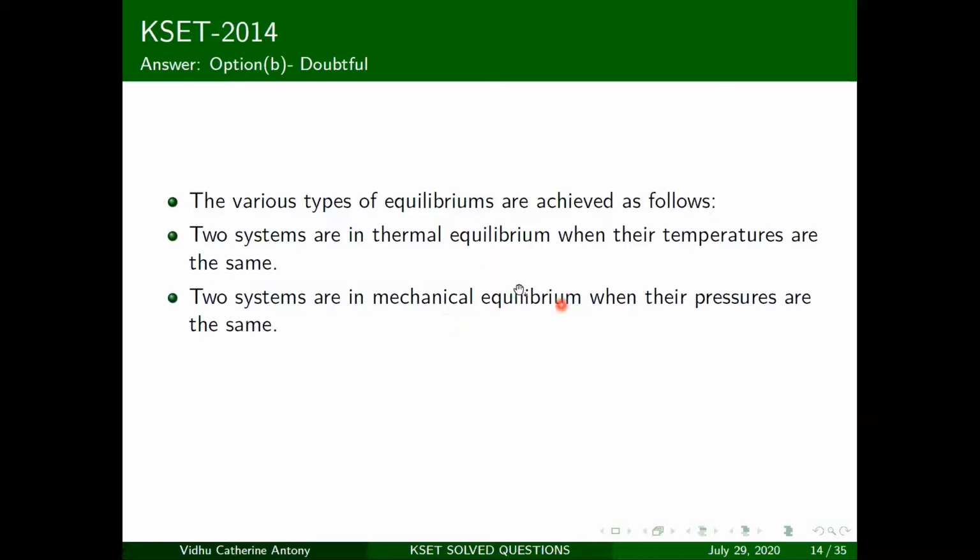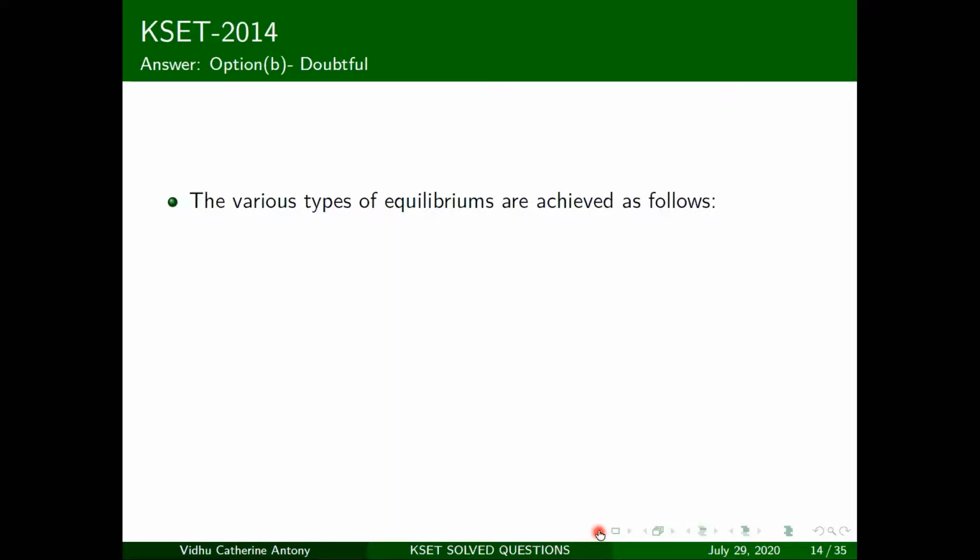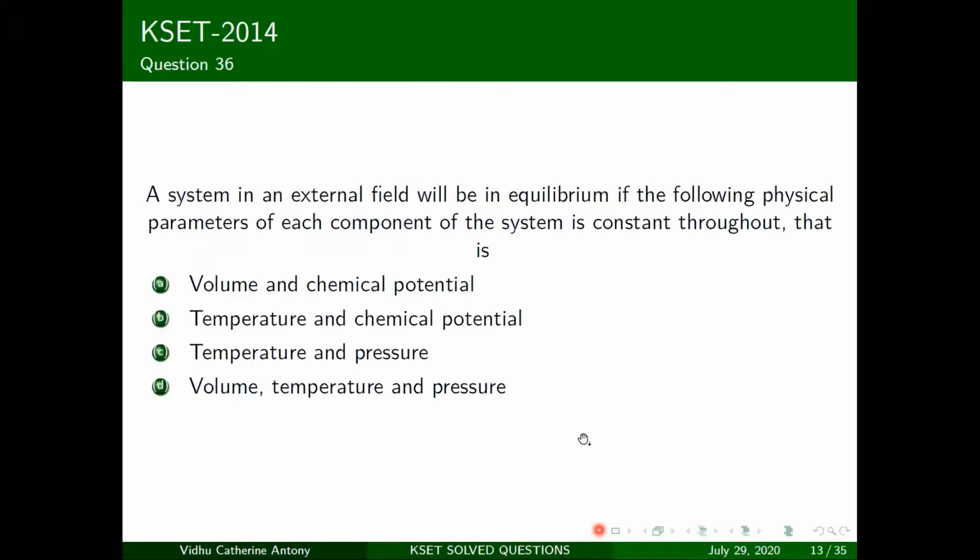When you're talking about mechanical equilibrium, we're basically talking about pressures. Two systems are in mechanical equilibrium when their pressures are the same. And the other case is diffusive equilibrium, when their chemical potentials are the same. If they're talking about the entire thing, like all three, then you might have to add temperature, pressure, and chemical potential.